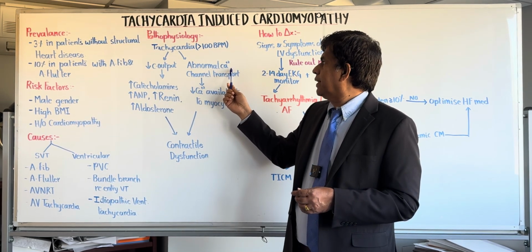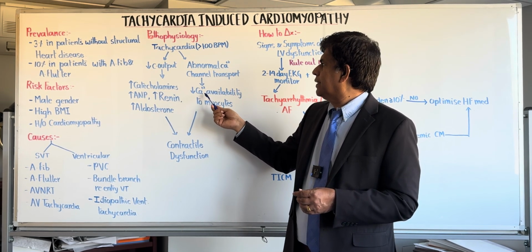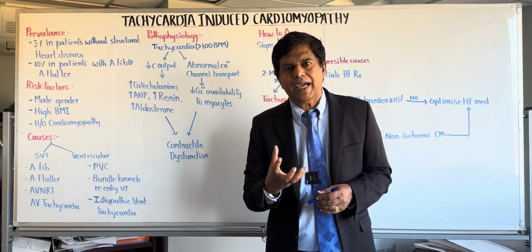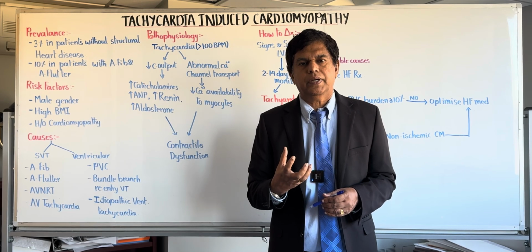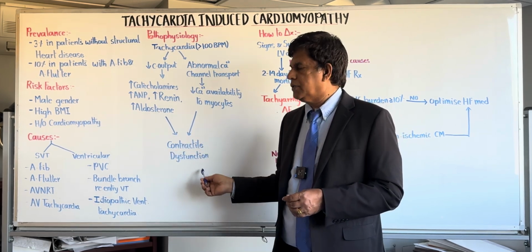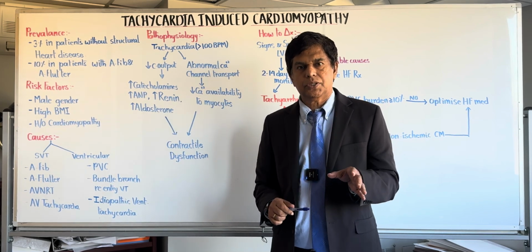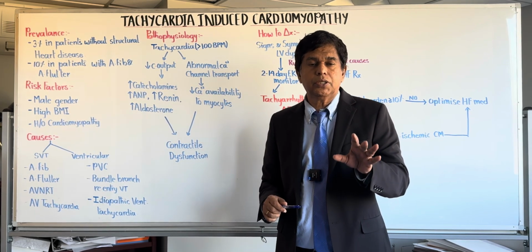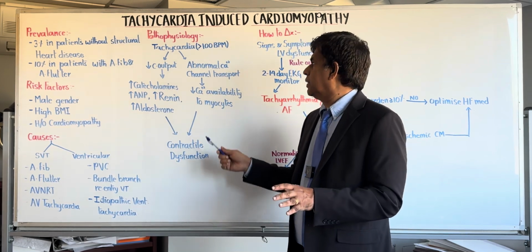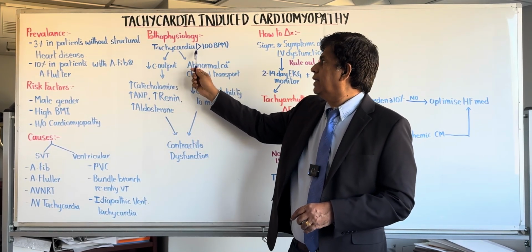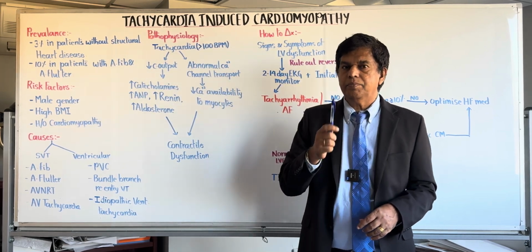Also, you can have abnormal calcium channel transport, decreased calcium availability to the myocyte. We all know you need calcium for the contraction, right? So eventually, all of this leads to what? Decreased ejection fraction. So you need to know that. The ejection fraction is usually maybe 25 to 30%. Okay, that's the pathophysiology. So remember the words: tachycardia greater than 100 beats per minute.